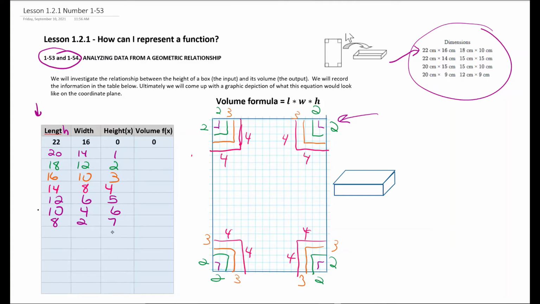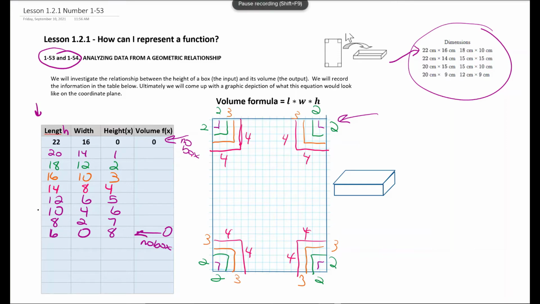If I go to 8, that's taking away 16 from the length, which the length will survive, and it'll give us 6. But then we'll have 0 on the width. So there's no box here, because the volume would be 0. And there's no box here either, because the volume is 0. But let's fill in the rest of the volumes.